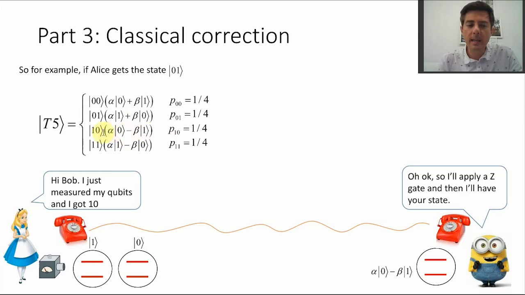Because Alice actually knows what she gets, she's done a measurement, right? If you've done a measurement, you know what that outcome is because you've just done the measurement and it's random, but you know for that case that you've got, say, 1, 0. So Alice has done her measurement and she gets 1, 0. This is what she does. She calls up Bob on her phone and says, "Hi Bob, I've just measured my qubits and I've got the case 1, 0."